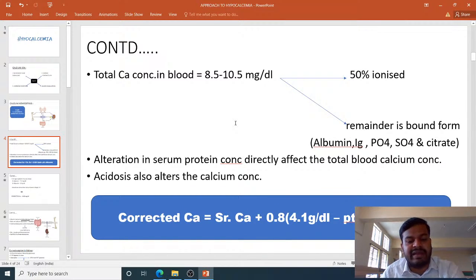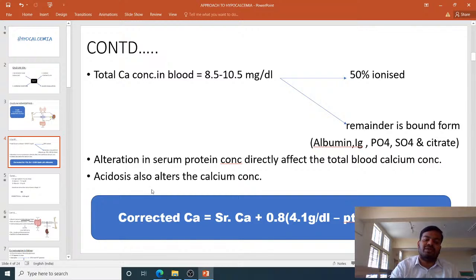Definitely, if there is low albumin in conditions like nephrotic syndrome, any liver disease, or protein losing enteropathy, then the calcium concentration in the blood is altered. In those cases we should be calculating the corrected calcium, which is serum calcium plus 1.8 to 4.1 grams per deciliter minus patient's albumin. This is the corrected calcium formula, so you should be remembering this.